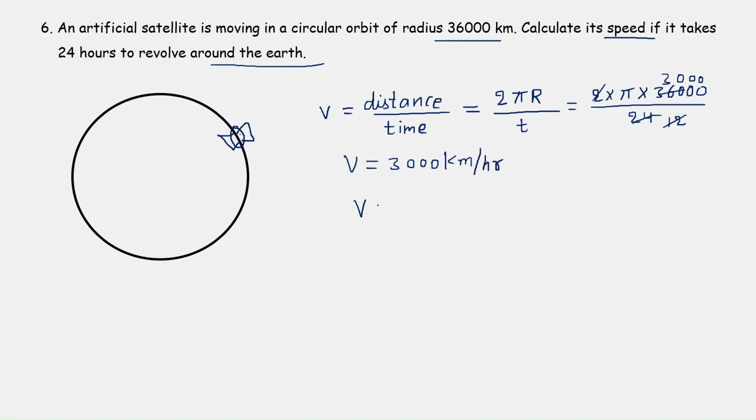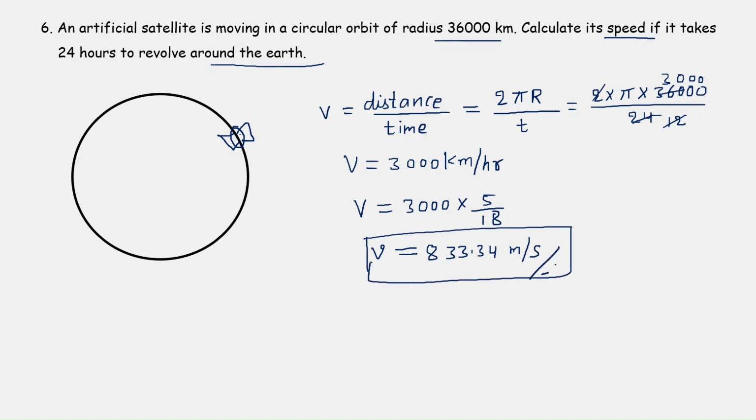If you want to convert it into SI units, it's better to convert it into SI units. So 3000 multiplied by 5 by 18. Then you will get the speed of the artificial satellite as 833.34 meter per second. Okay, so try to convert it into SI units so that you get a proper answer. It is better to convert into SI units at least at the end of the answer. In between you can follow CGS or SI, it's okay, but while writing at the end, just make sure you write it in SI units.